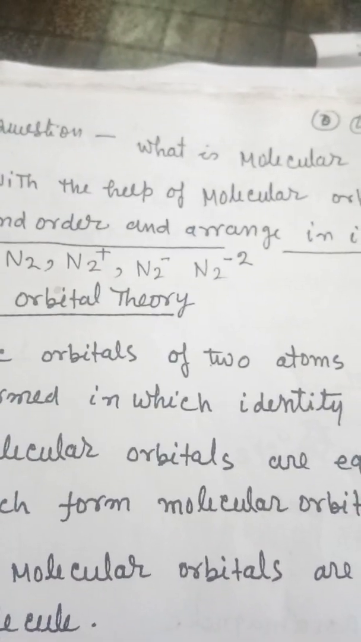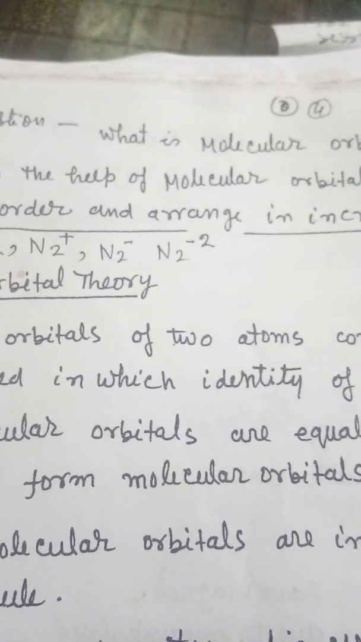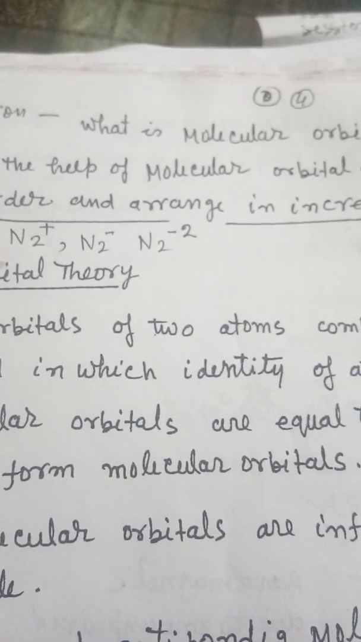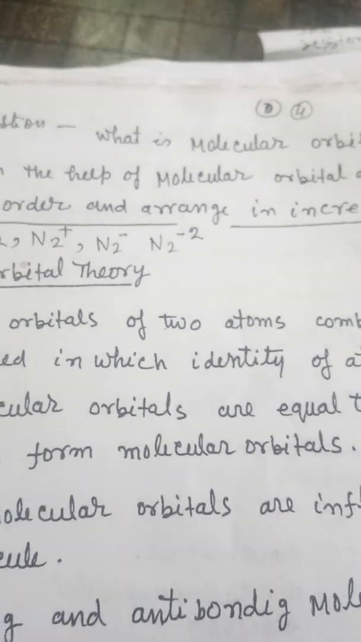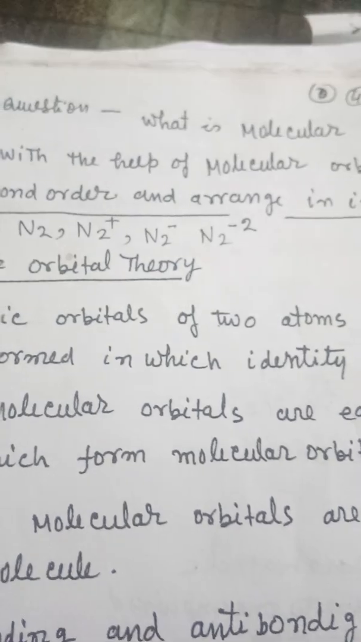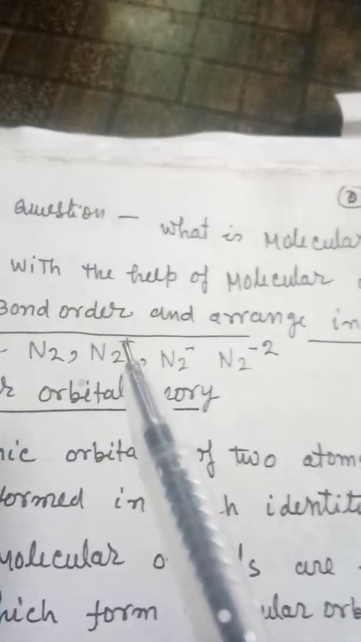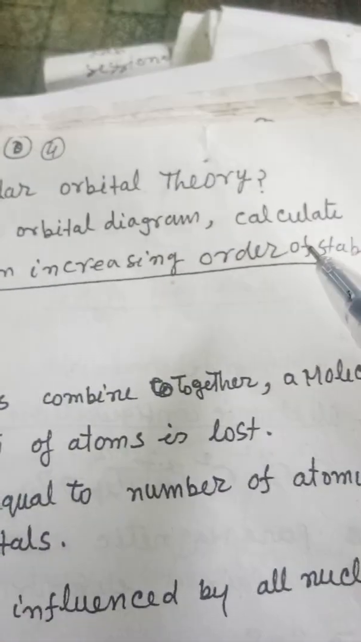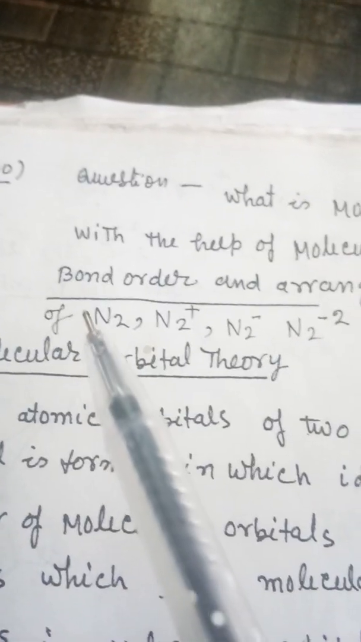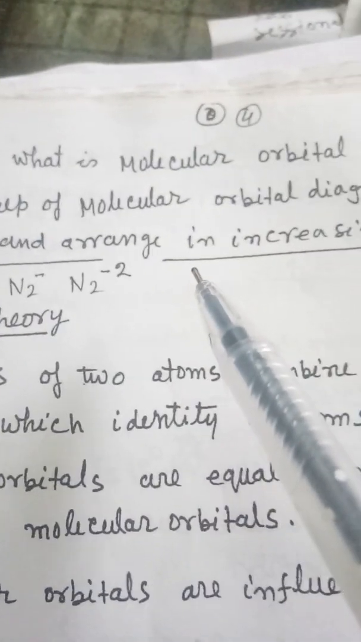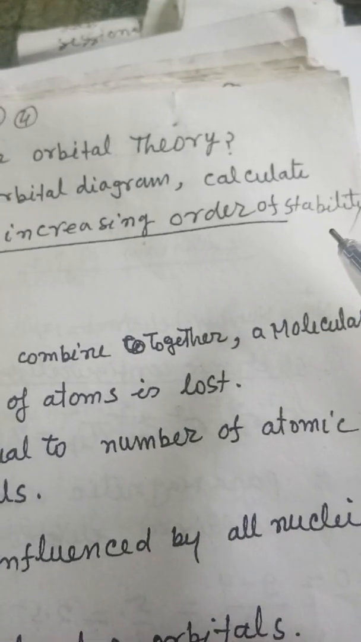Today we shall start with molecular orbital theory and the electronic configuration of different types of molecules. For example, this question has been asked: what is molecular orbital theory? With the help of a molecular orbital diagram, calculate bond order and arrange in increasing order of their stability.